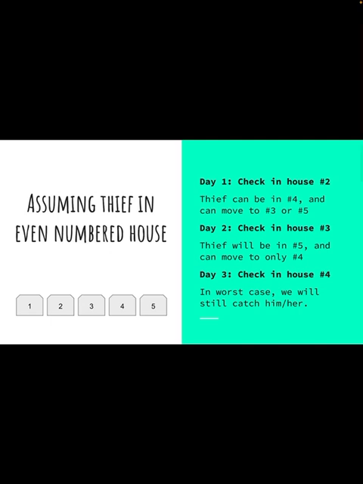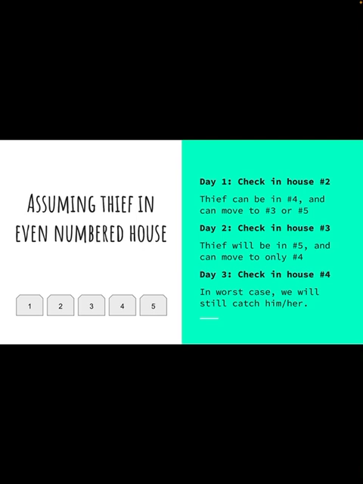And let's see. So if I checked house number 2 and if he is not there, then it would mean that the thief was in house number 4 according to our assumption. Now if he was at 4, he would have either moved to house number 3 or house number 5, right? Now again we have 2 houses to check. Let's go and check house number 3 on day 2.